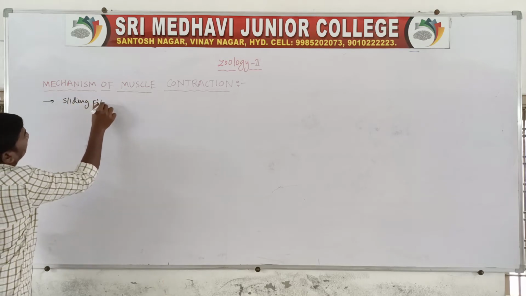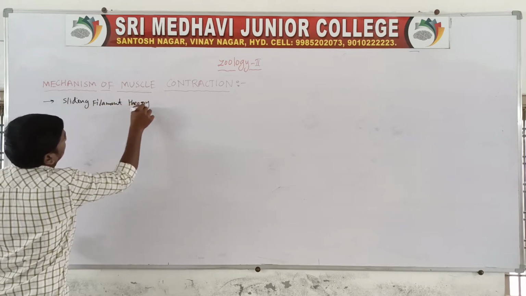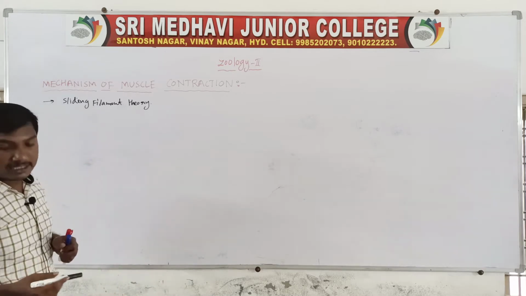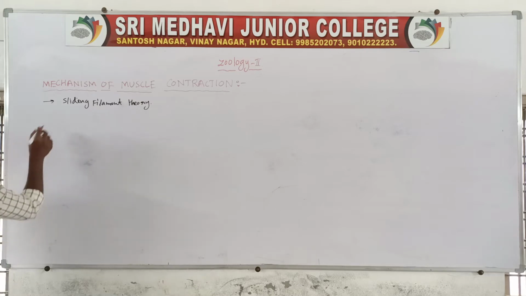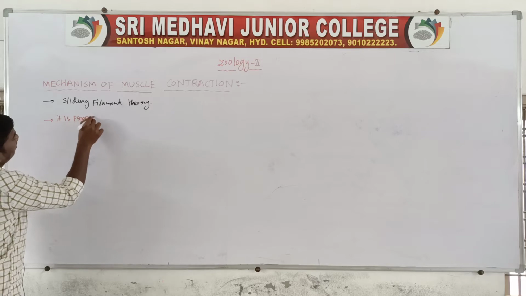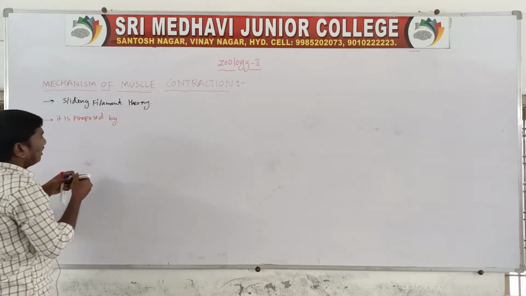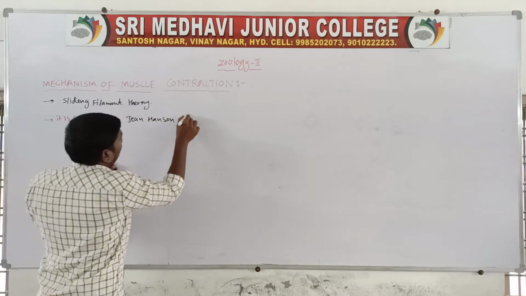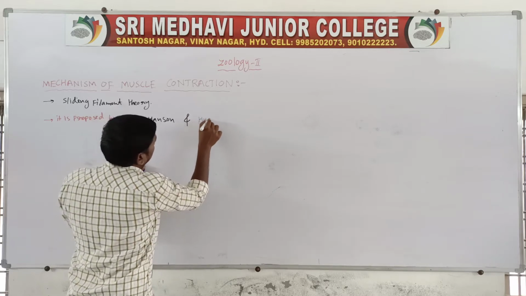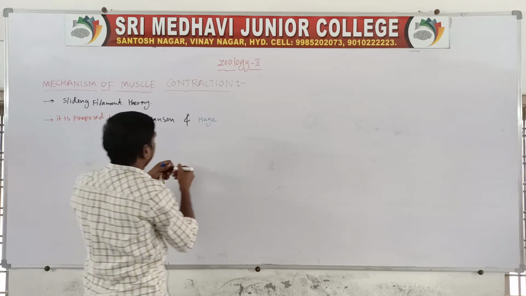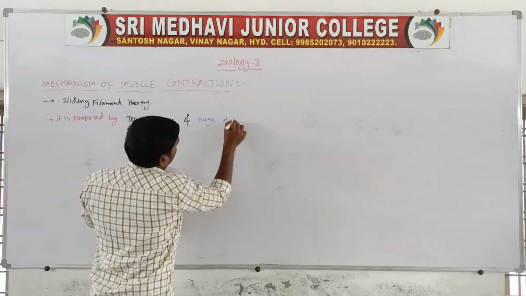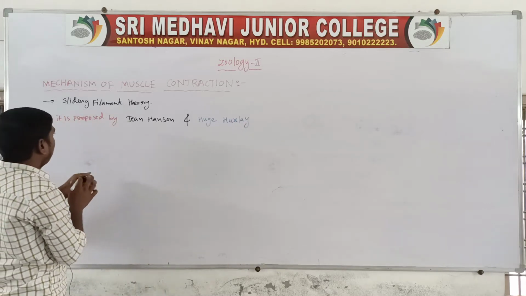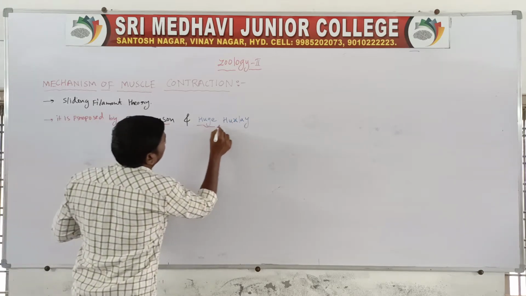The mechanism of muscle contraction is explained by the sliding filament theory. It was proposed by the scientists Jean Hanson and Hugh Huxley.